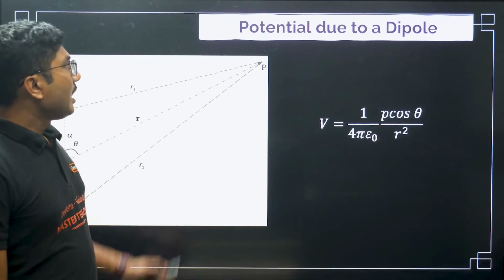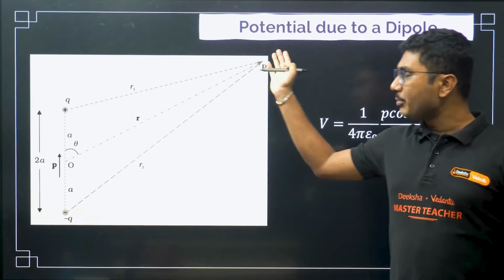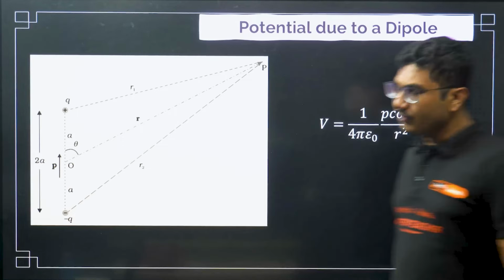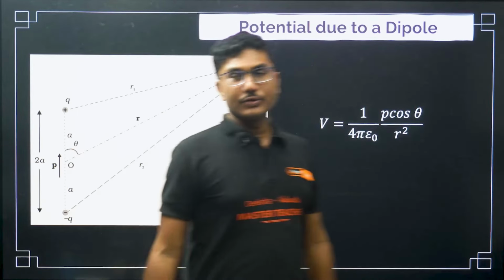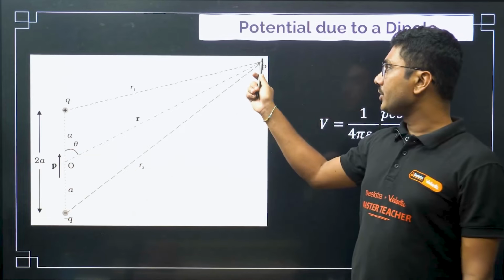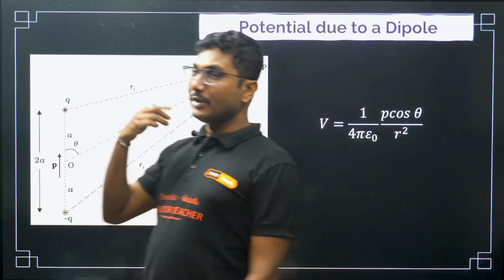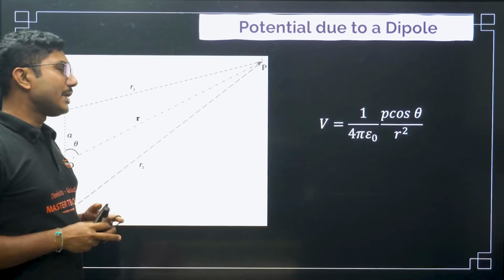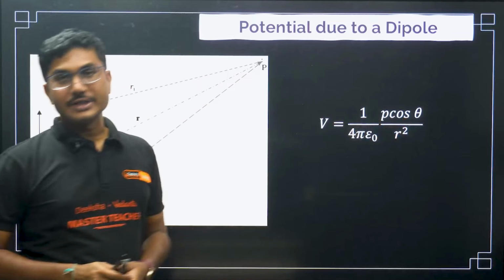Next, potential due to a dipole. Potential due to a dipole at any point in space is given by 1 by 4 pi epsilon naught, P cos theta by R square. So this is the basic definition of potential due to a dipole. In the case of electric field, we calculated two different positions, but for potential it is any arbitrary position, and it is given by P cos theta by R square.